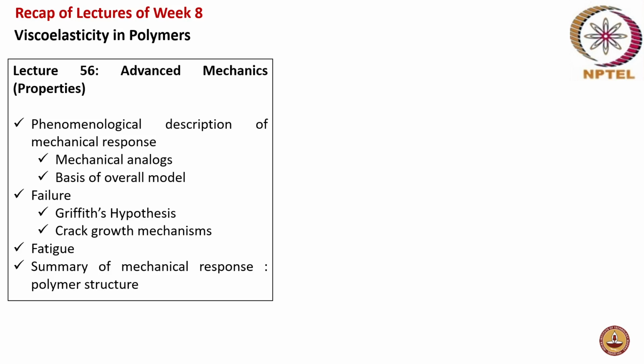Okay, the next concept that was discussed was on failure. Okay, and the crack growth mechanism, the Griffith's hypothesis was discussed, and what the different crack growth mechanisms are for different kinds of polymers. For example, for a glassy thermoplastic polymer, it may be entanglements, orientation, and crazing. These phenomena may lead to some crack growth mechanism.